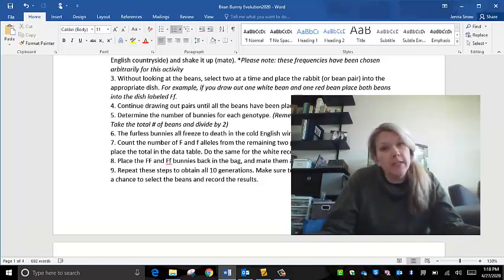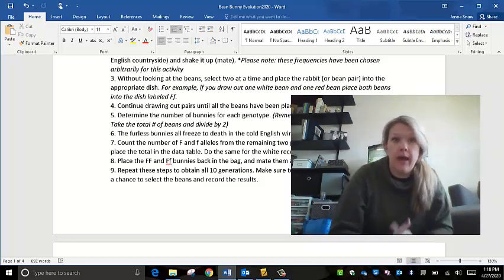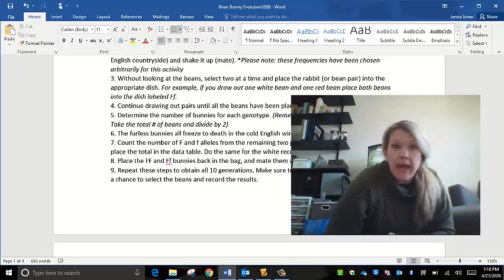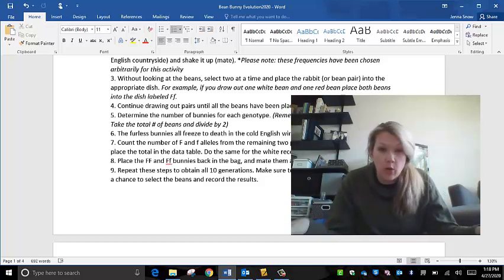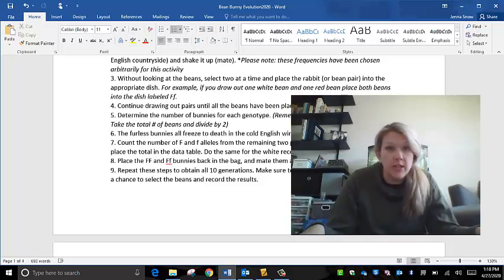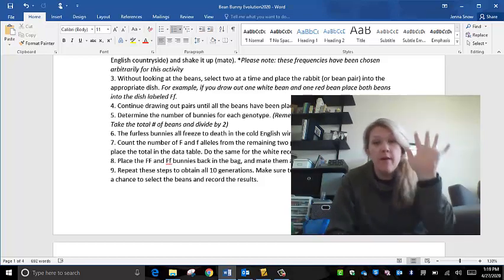All right, the first time I do that, it's going to take a while, but as you'll see in a minute, it's going to get a little bit easier, okay? So I drew them out and I placed them in the appropriate place depending on what combination of alleles I got. So now I'm ready for number 5.